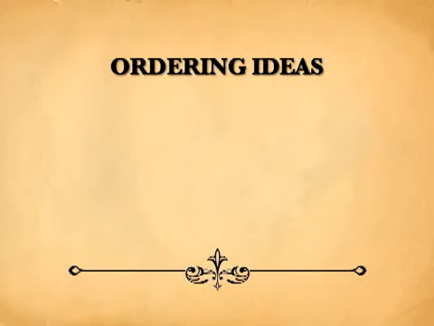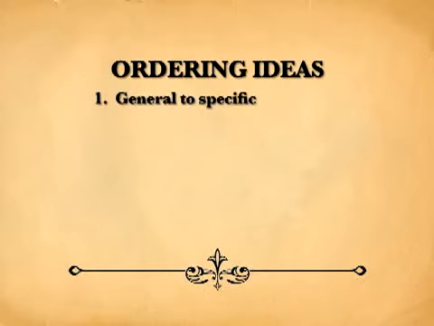In terms of ordering ideas, one of the best ways to start is from general to specific. Present a broad topic and then move to more specific points about the topic. Examples, illustrations, for instance. Some other types of organization that you can consider are chronological, good for telling a story, order of time, how did the events happen.